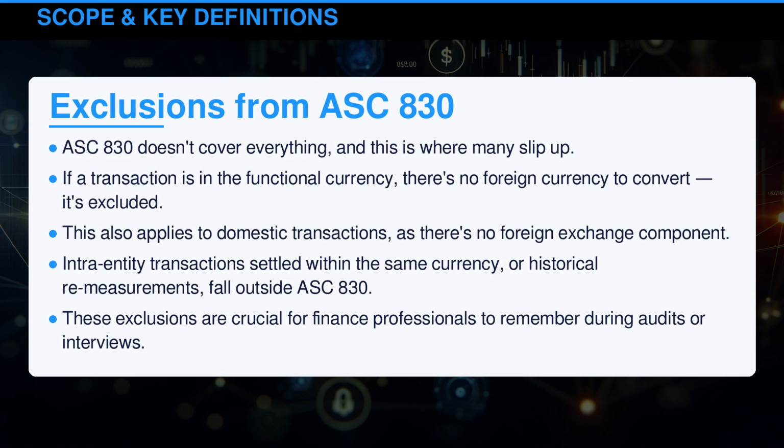ASC 830 doesn't cover everything, and this is where many slip up. If a transaction is in the functional currency, there's no foreign currency to convert, it's excluded. This also applies to domestic transactions as there's no foreign exchange component. Intra-entity transactions settled within the same currency or historical remeasurements fall outside ASC 830. These exclusions are crucial for finance professionals to remember during audits or interviews.